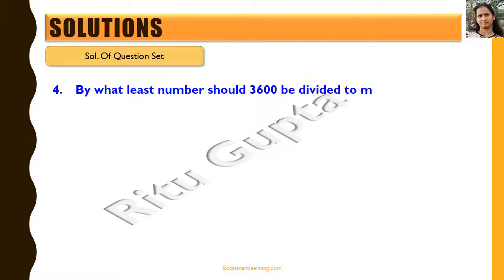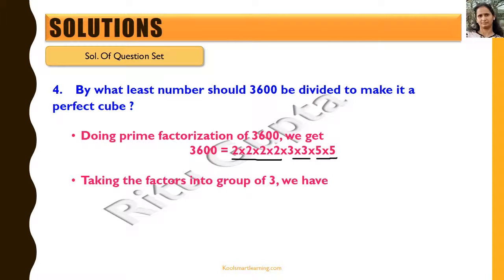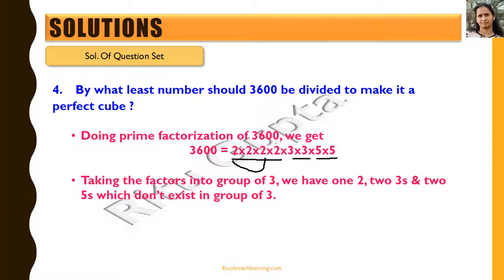Let's look at the solution for question 4. The question says that we need to find out the least number by which 3600 should be divided to make it a perfect cube. Now we'll first do the prime factorization of 3600 and we get 2 times 2 times 2 times 2, times 3 times 3, times 5 times 5. Now we know that for a number to be a perfect cube, the factors need to exist in triplets. So now we see this as one triplet, which is 3 2s, and then the remaining ones, which is 1 2, 2 3s and 2 5s, do not exist in triplets.